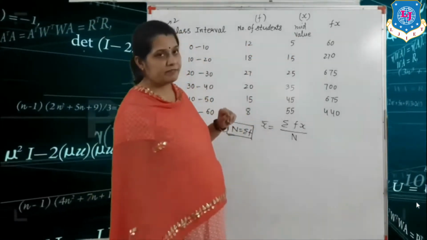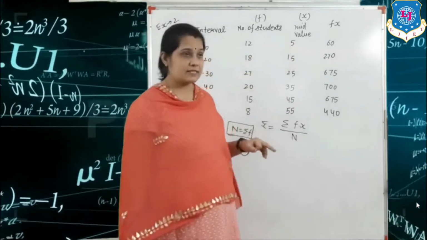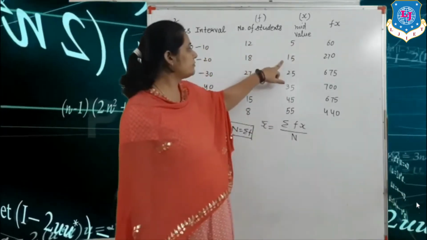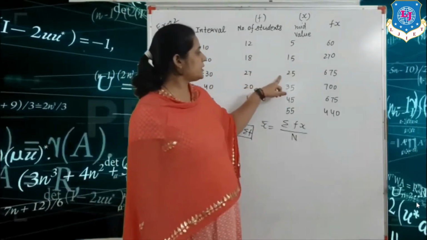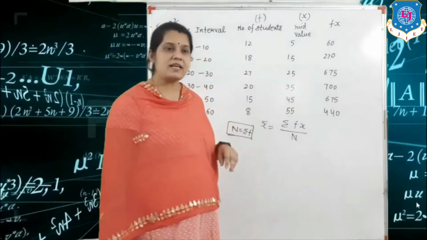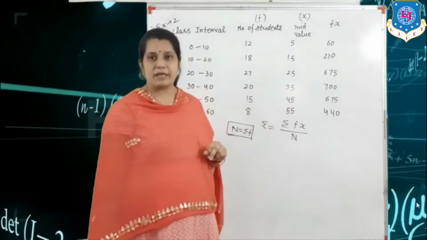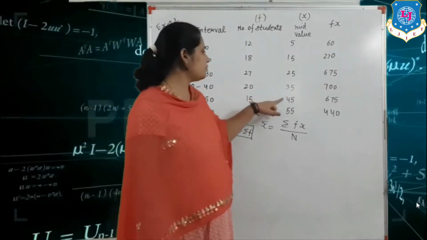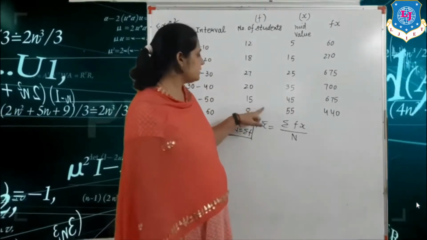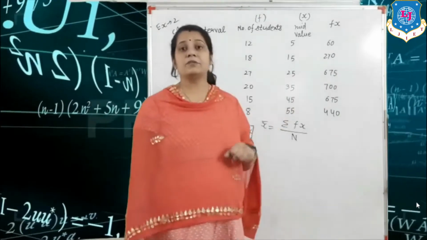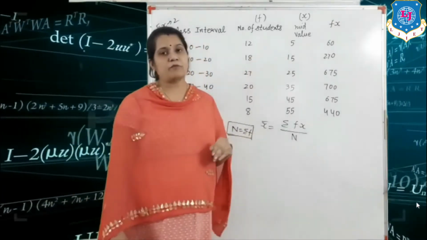So here we mark the column of fx. The column of fx means 12 into 5, that is 60. 18 into 15 is equal to 270. 27 into 25 is equal to 675. 20 into 35 is equal to 700. 15 into 45 is equal to 675. 8 into 55 is equal to 440. So first we mark the column of fx.